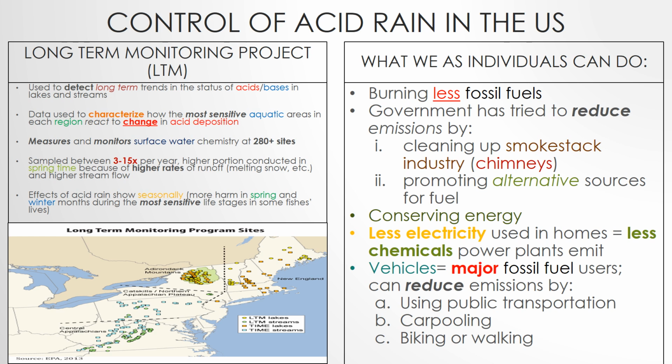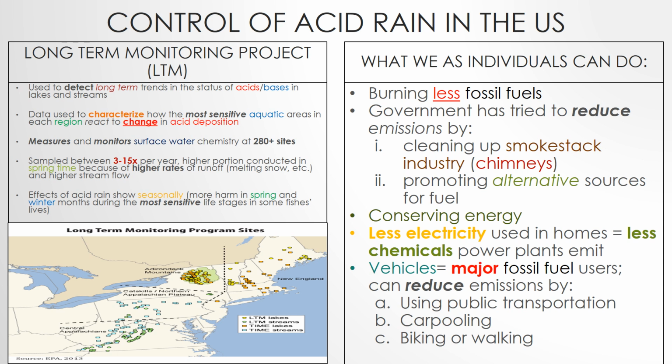This diagram here is showing the sites of the long-term monitoring program. A lot of them are in the northeastern region, as I said earlier, because it's more acidic in those areas due to the high concentration of plants, cities, and the dense population.